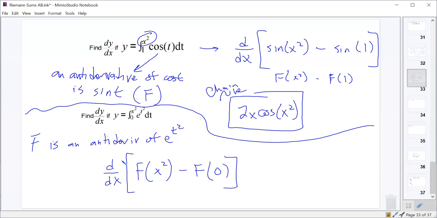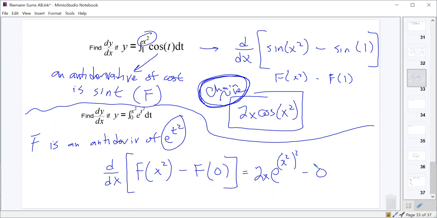Now I need the derivative of capital F. Well, capital F was the antiderivative of e to the t squared. So what should the derivative of capital F be? It ought to be this function I started with. And since this is capital F of x squared that we're taking the derivative of, when we take that derivative, we need to use the chain rule. So the derivative of capital F of x squared should be e to the t squared, but I need to plug in x squared for t. And I need to multiply it by the derivative of x squared, which is 2x. And then the minus capital F of 0, well, capital F is a function evaluated at a number, which gives me a number. And when I take the derivative of a number, I get 0. So we end up with 2x e to the x to the 4th.